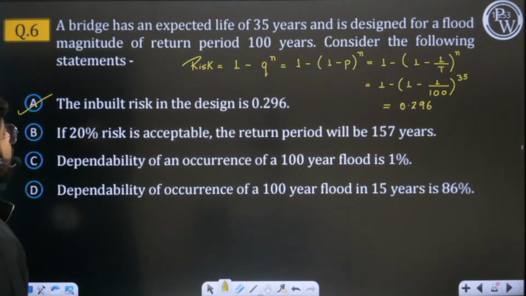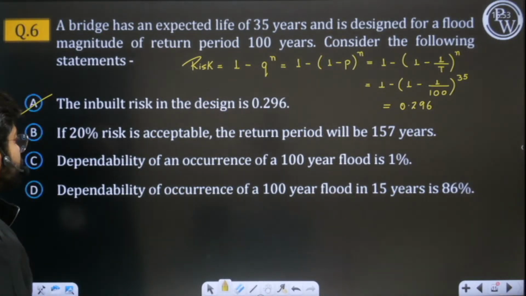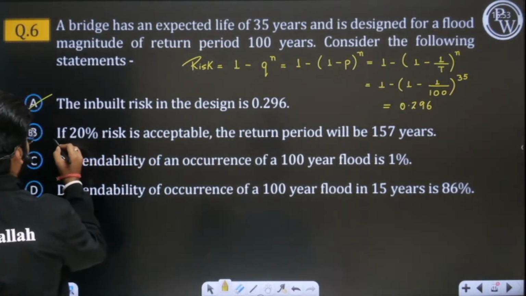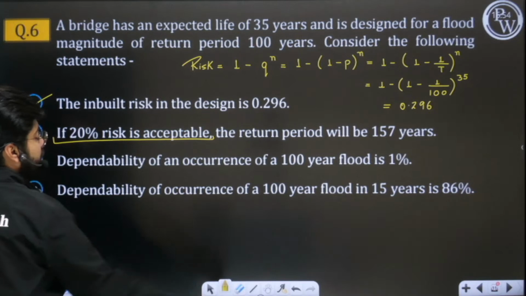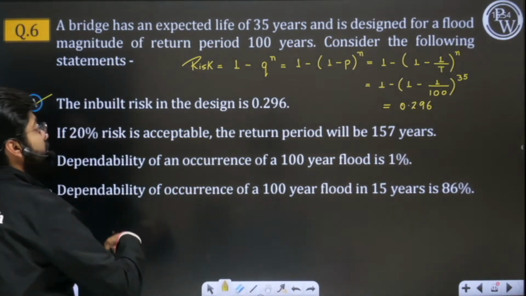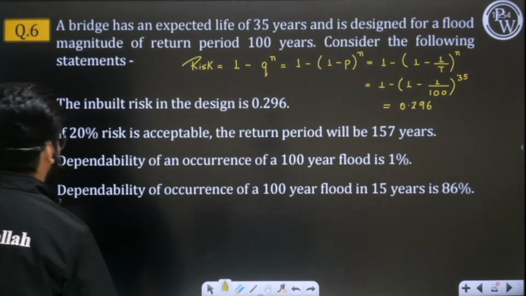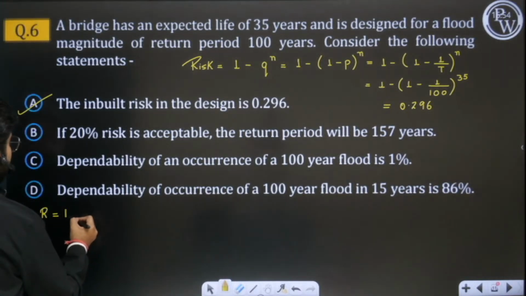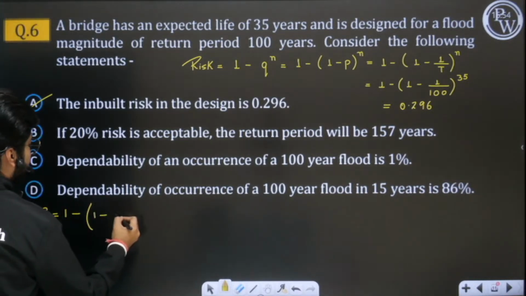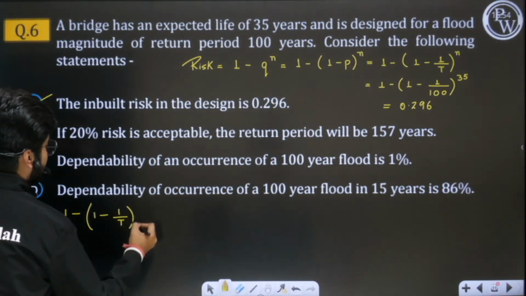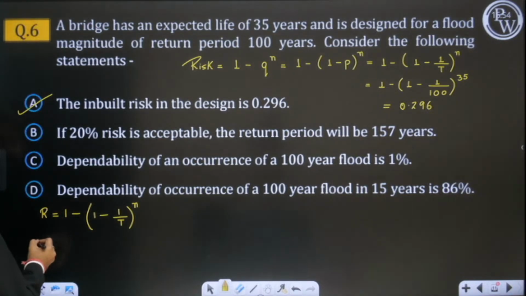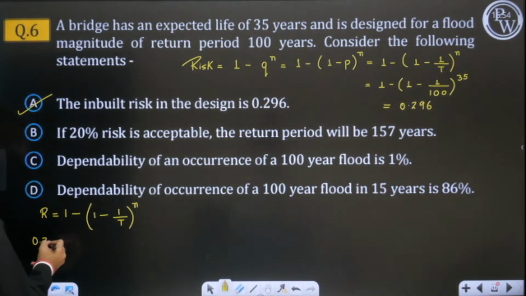Now consider the following statements. We have to check the second one also. They are saying if 20% risk is acceptable, what is the return period? Let us solve it again. The formula for risk is 1 minus (1 by T) power n. Now they are saying risk is 20%, which means 20 by 100, that is 0.2.